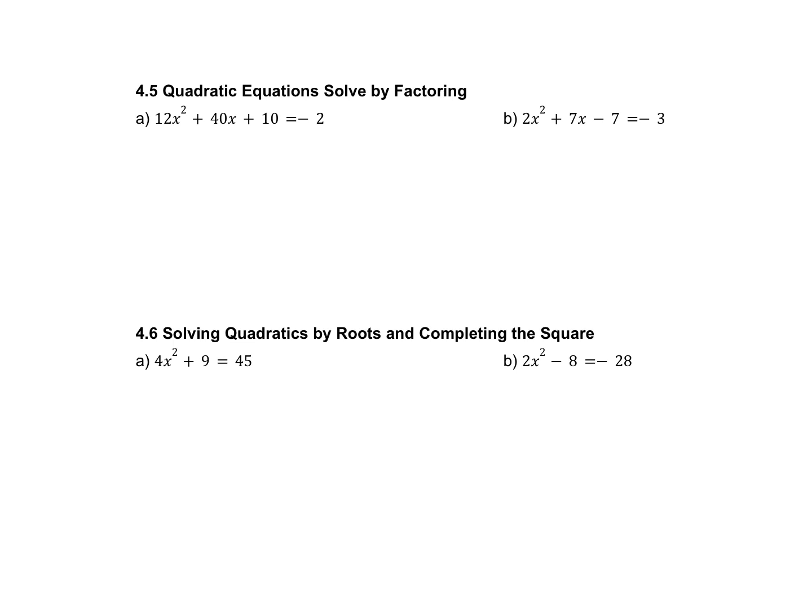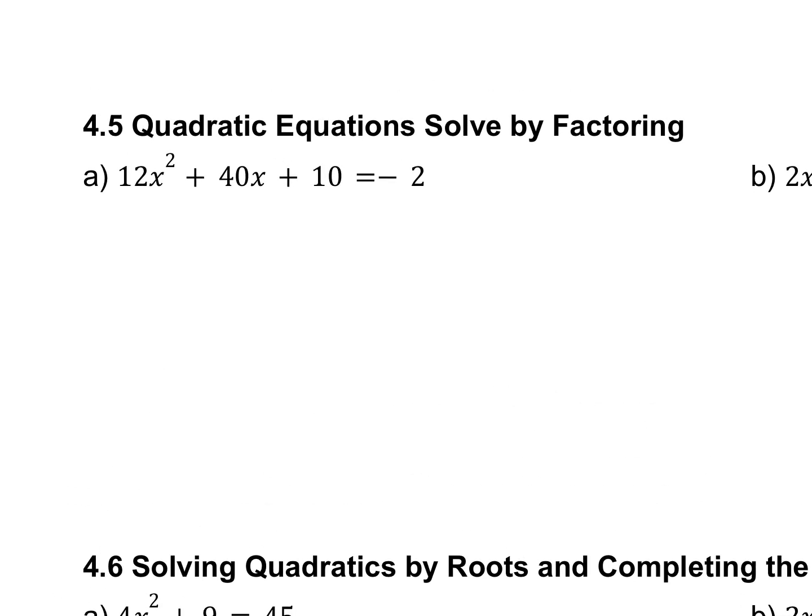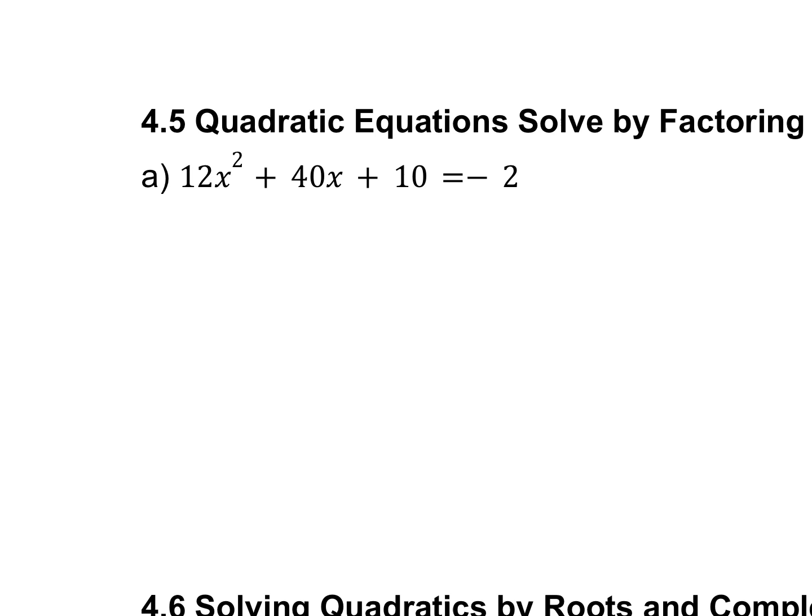All right, let's start the second half of the Unit 2 review. So we'll start with 4.5, and that was solving equations by factoring. So letter A, what would you need to do to solve this? Well, first thing, you need to get a 0 on one side. So I'm going to add the 2. That would give me 12x squared plus 40x plus 12 equals 0.